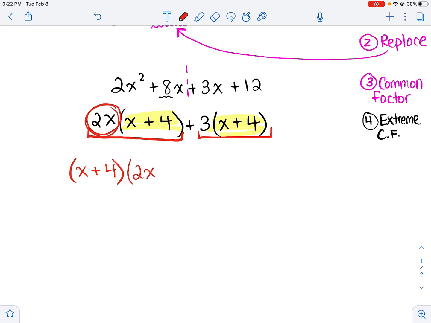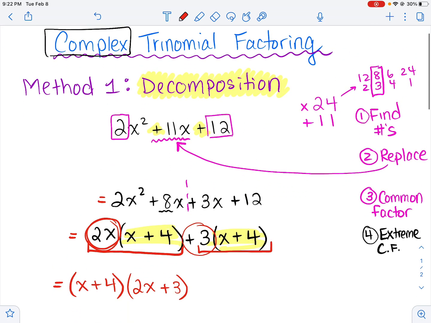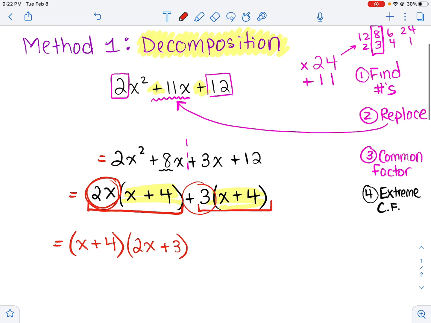And from the second term, I have a positive 3, so plus 3. And I should always be putting equal signs. And that is your final answer: x plus 4 times 2x plus 3. And if you want to check it, you could just try expanding your binomials. All right, and that's how you complex trinomial factor with decomposition.